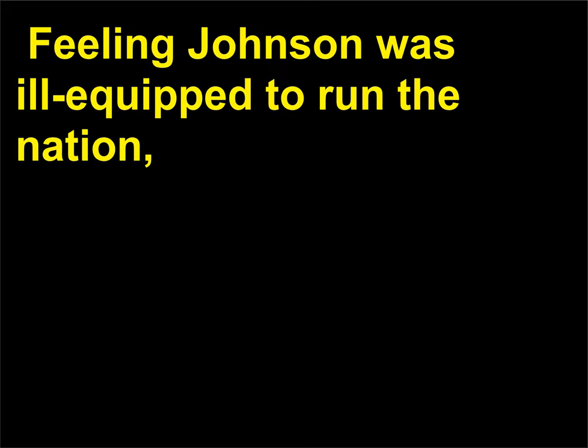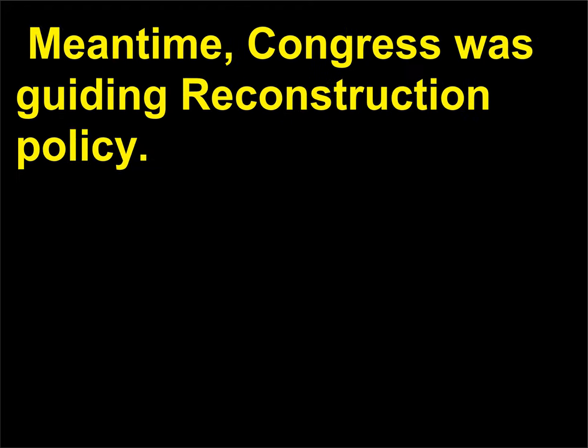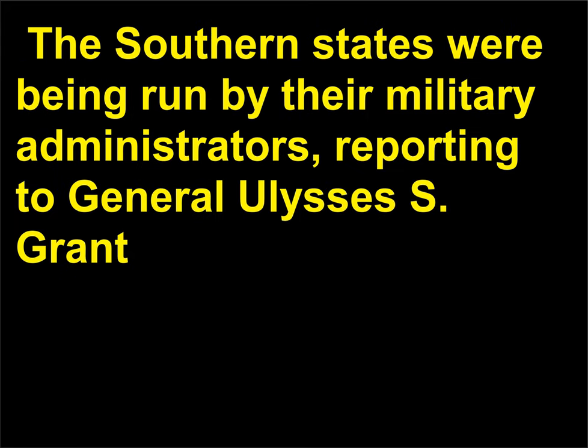Feeling Johnson was ill-equipped to run the nation, Congress moved its meeting time so that it could keep an eye on the executive branch. Meantime, Congress was guiding Reconstruction policy. The southern states were being run by their military administrators, reporting to General Ulysses S. Grant.